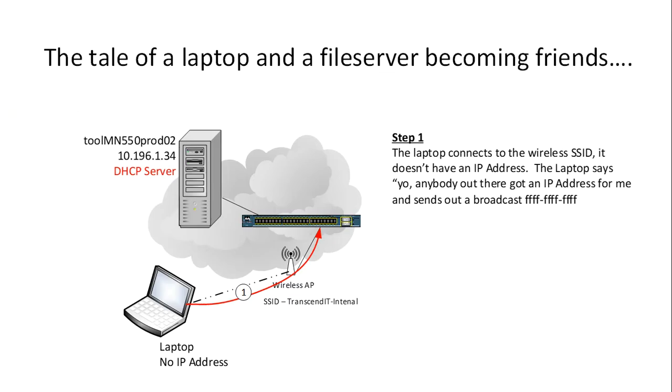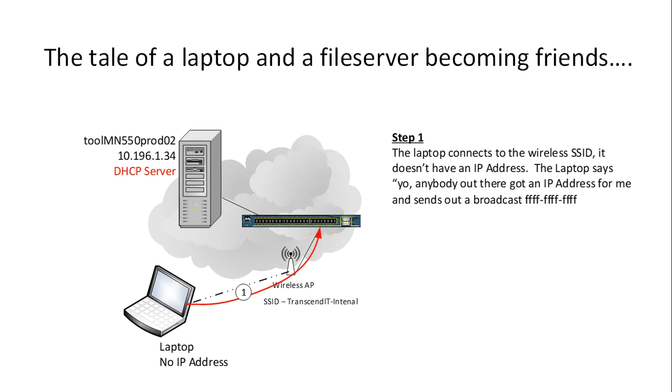So here we go. The first thing that happened is when we connected the laptop to the wireless SSID, which is really just the name that's broadcasted out there, the Transcend IT internal. At first, the laptop actually doesn't have an IP address. So the first thing a laptop or a desktop or an IP phone or anything that's going to talk in the network needs is an IP address. So the laptop literally asks for an IP address. That's the first thing anything does when it boots up.